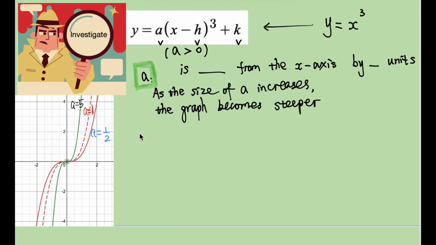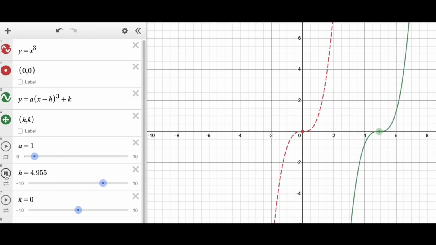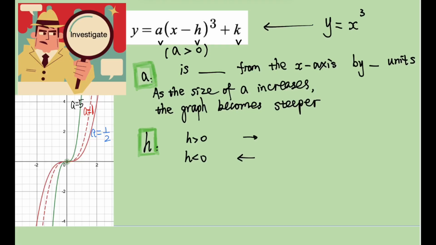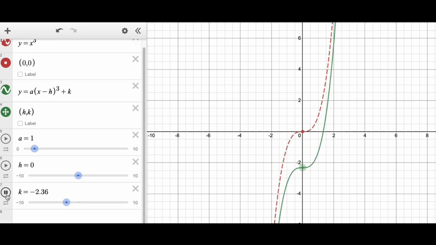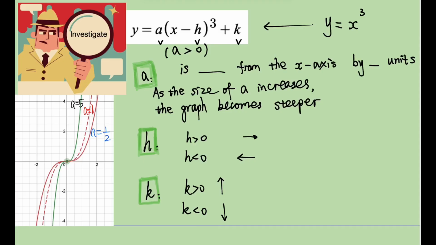As the size of a increases, the graph becomes steeper. Now, let's look at the effect of h. Therefore, when h is positive, the graph is translated to the right, or we say moved to the right. And when h is negative, the graph moves to the left. Now let's look at the effect of k. Therefore, the k value tells us the vertical translation. If k is positive, the graph moves up. If k is negative, the graph moves down.